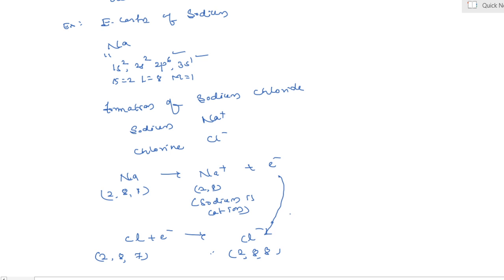Yes, my dear students. Chlorine electronic configuration, Cl 17: 1s2, 2s2, 2p6, 3s2, 3p5. Yes, K shell 2 electrons, L shell 8 electrons, and in the M shell 7 electrons.